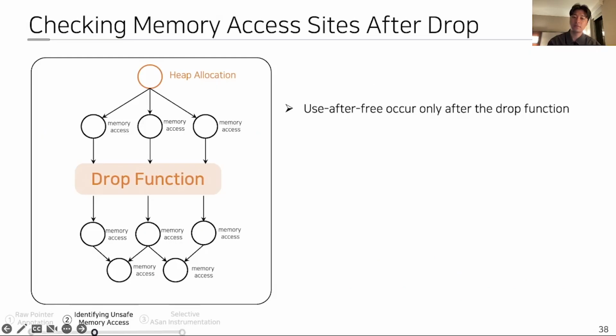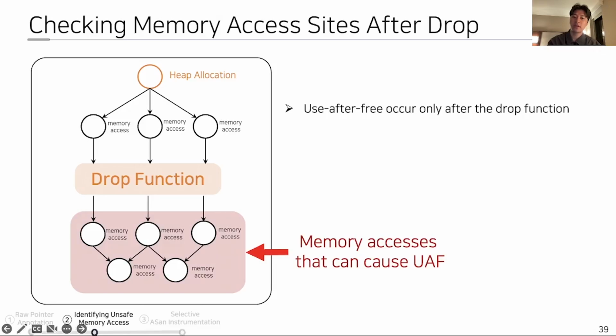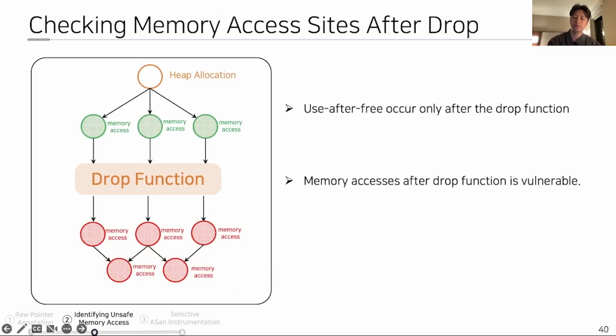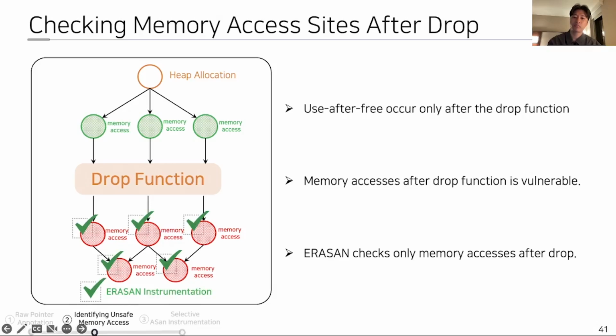In the case of heap object, the Rust compiler automatically inserts the drop function to the heap objects, and the temporal memory bugs occur only after the drop function. It means that we don't have to keep check instrumentation before the drop functions if they are alias pointer memory access sites. Therefore, ERASAN only instruments memory access sites after the drop function, and it enables us to optimize redundant checks among unsafe memory access sites.